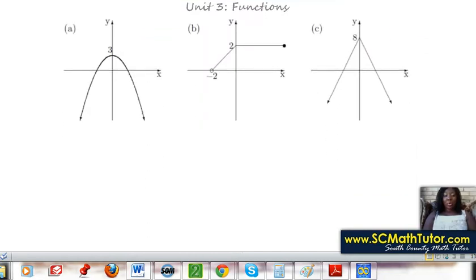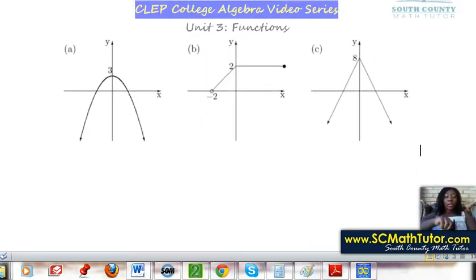Okay, I found us some more graphs to work with. So let's look at A right here. We're looking for domain and range. Alright, so I'm going to put D for domain, R for range. Let's get our tools here.